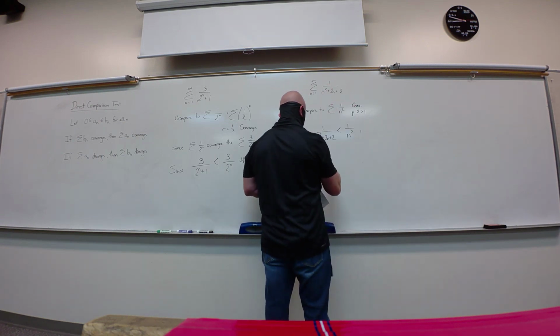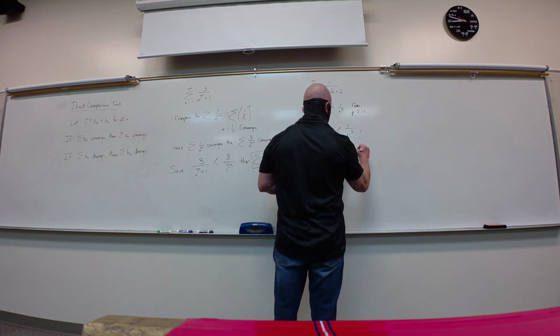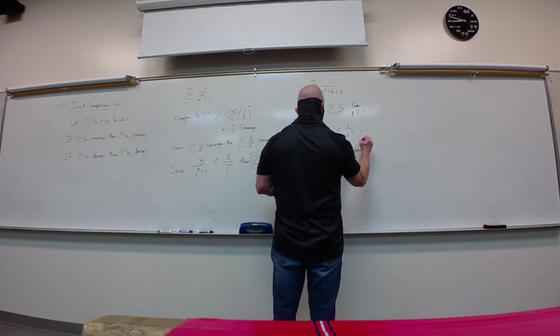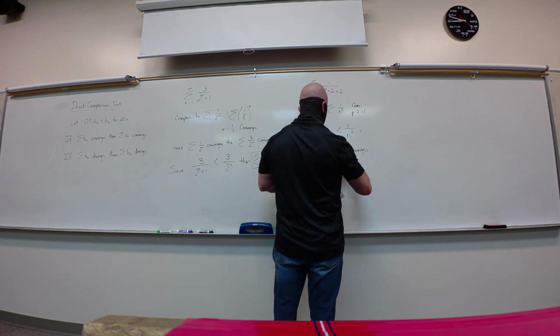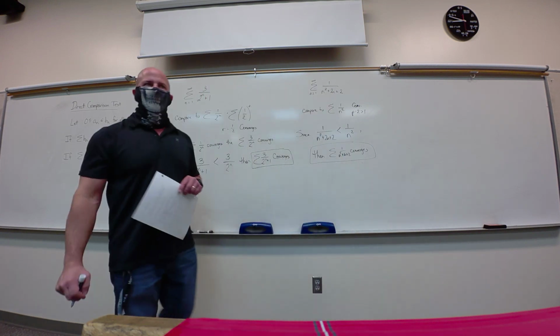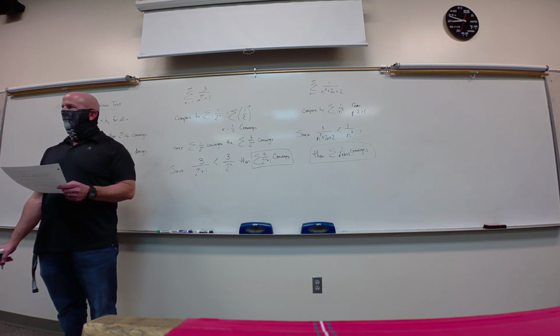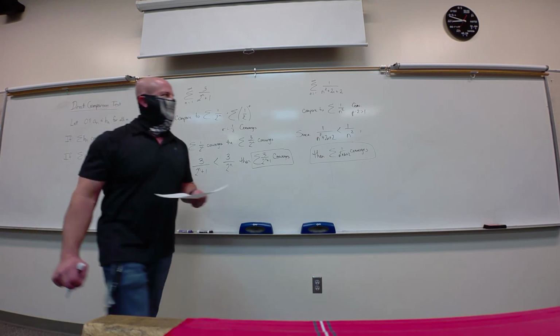But then the sum of 1 over n squared converges. Not 1 over n squared, but 1 over n squared plus 2n plus 2. The whole thing. There we go. My comparative piece. Okay there?